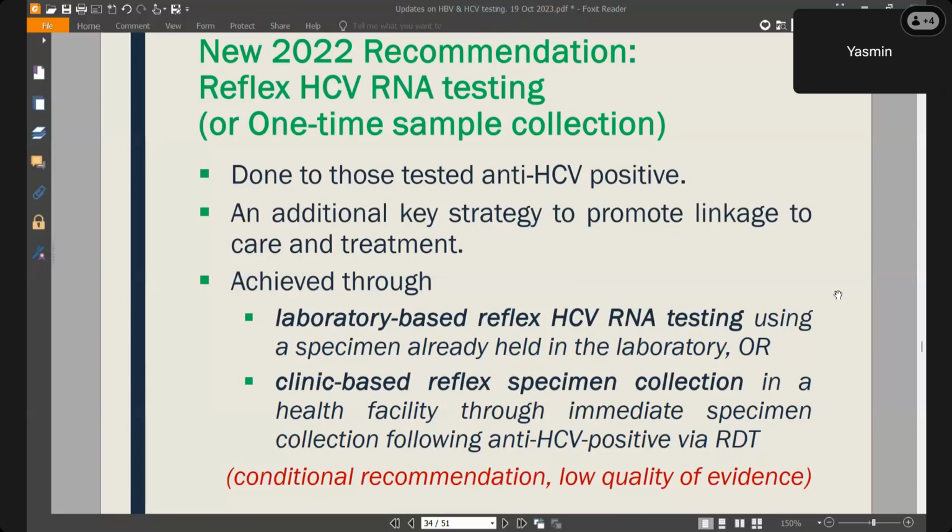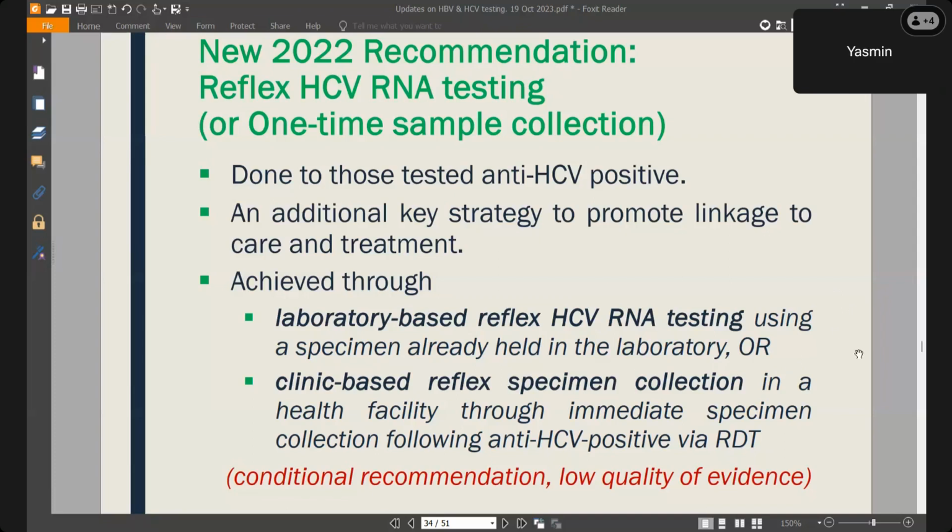But ironically, this 2022 recommendation talks about what we call one-time sample collection, what they call reflex HCV RNA testing. This is only done for those who test anti-HCV positive. Don't do it anywhere else. This is more to do with compliance, because if the person is Hep C positive, the last thing they want is to come back again, take blood again, and test by PCR. So we're talking about providing great compliance, enabling a prompt linkage to care and treatment.